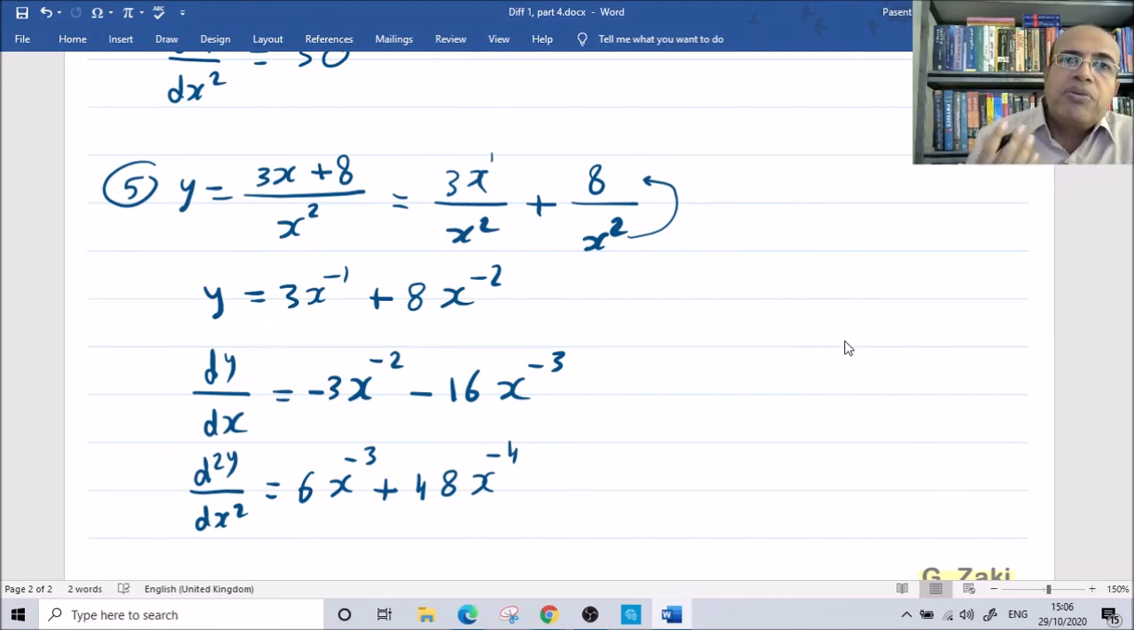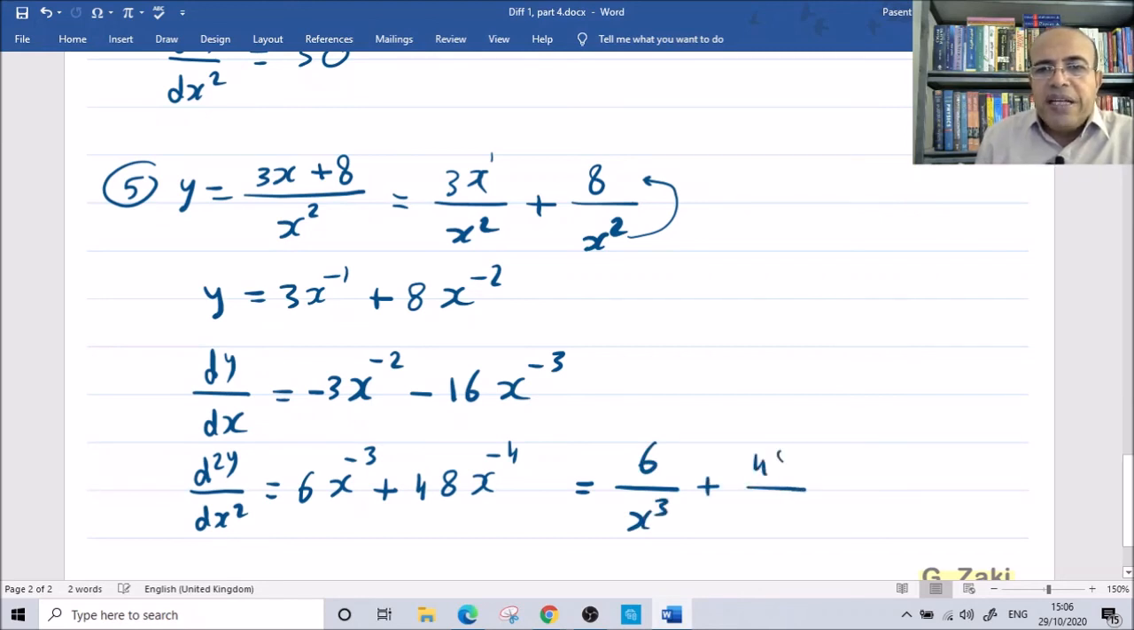It's a good idea to write in simplest form. The power, it's better to be positive. So the answer in simplest form is 6 over x cubed plus 48 over x to the power 4.